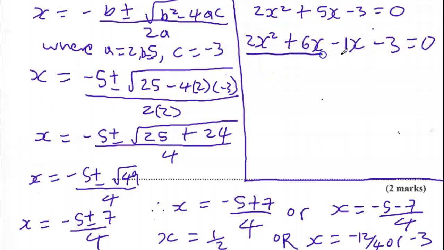Alright, so we factor by groups. So for the first group, the common factor here is 2x. So we factor out 2x, and here we have x plus 3. And here we factor out minus 1, and of course x plus 3 again.